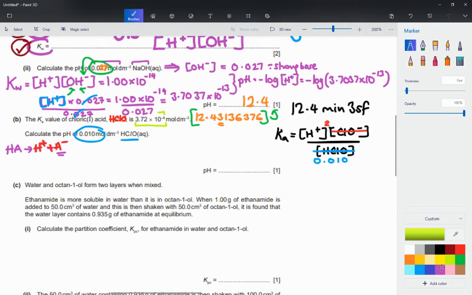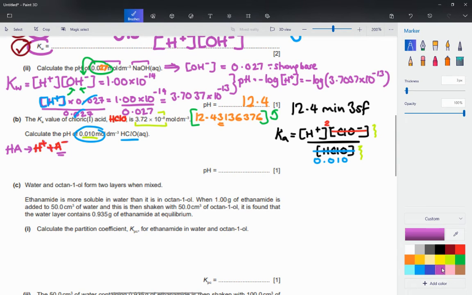Because it's 10 to the minus 8, that means that the denominator of this expression is much larger than the numerator. And that means that the HClO stays intact. This is actually a weak acid. So because it is a weak acid, we can therefore assume that very little dissociation takes place, and that's how we can assume that the concentration is close to 0.01 for these types of calculations.